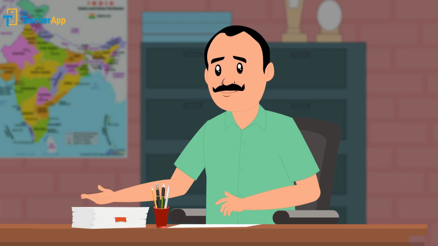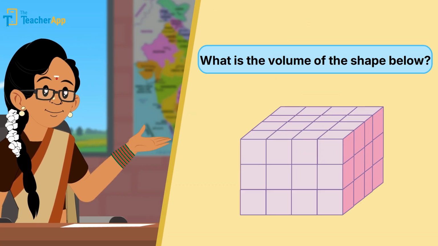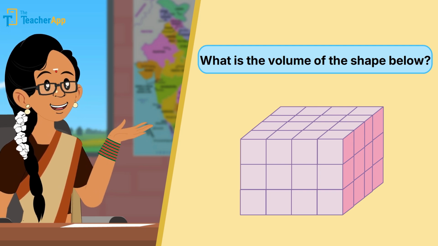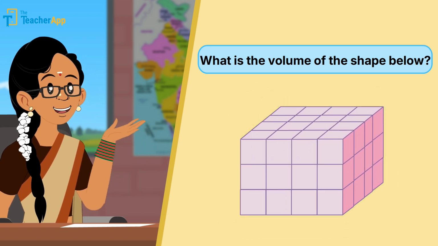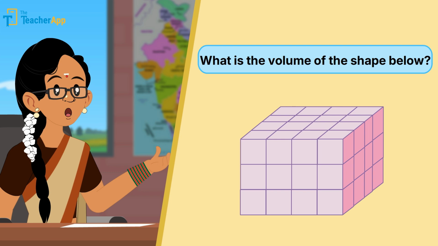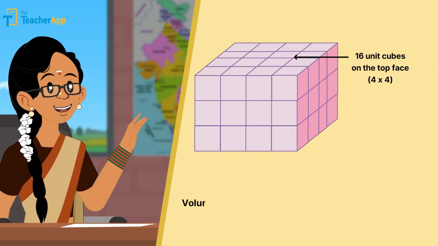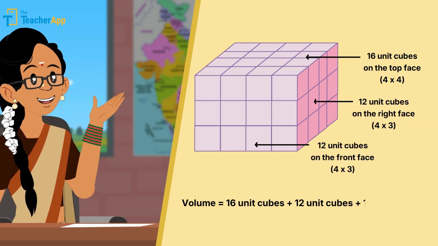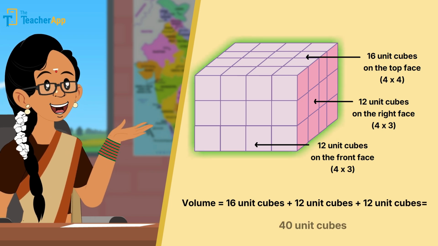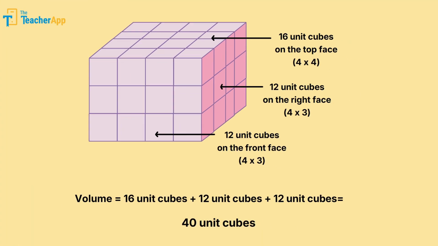Yes, that might be true. Sir, I tried the same with this cube. Many students calculated the answer as 40 unit cubes. It is clear that students mistakenly added the surface cubes to find the volume, as 16 unit cubes plus 12 unit cubes plus 12 unit cubes is equal to 40 unit cubes. They were not able to visualize the interior of the shape, which prevented them from accurately understanding its volume.